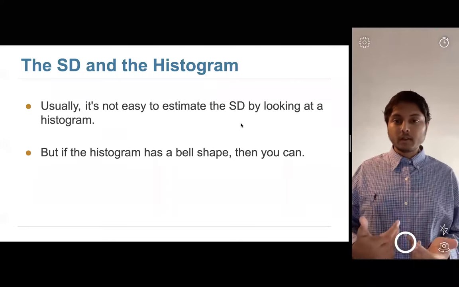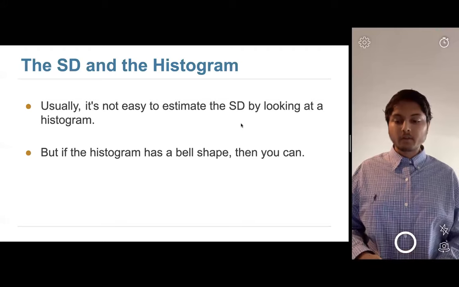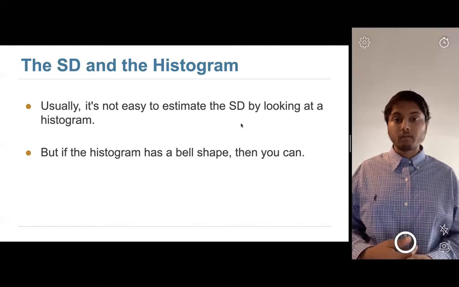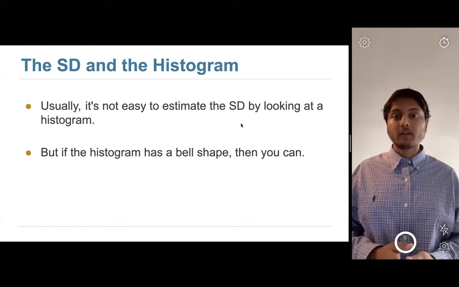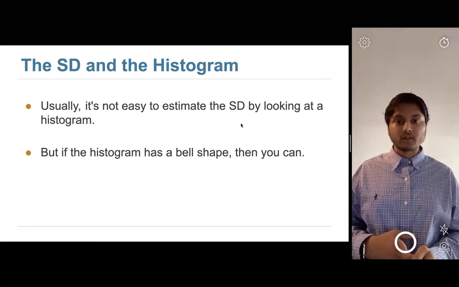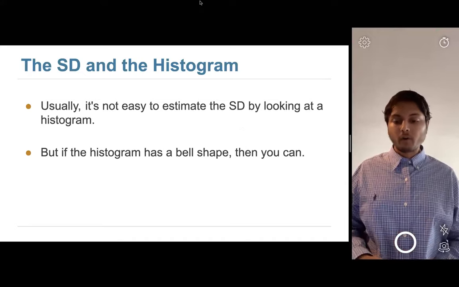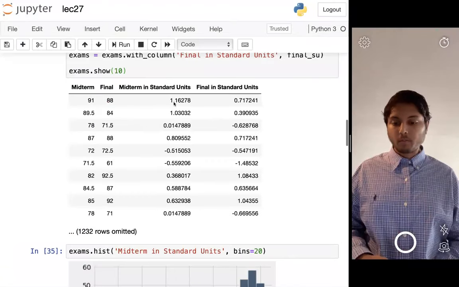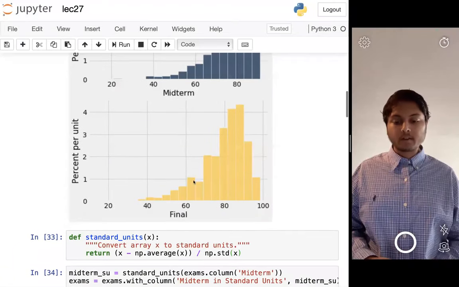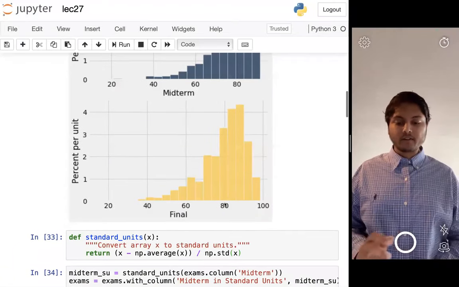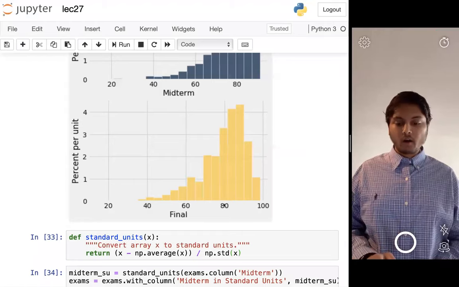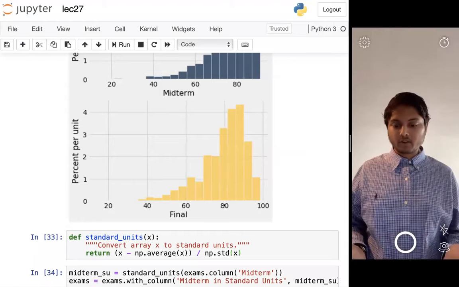But what's interesting is if the histogram is bell-shaped, then you actually can tell pretty well just by looking at the histogram what the standard deviation is. It's pretty cool. And we'll go over that right now. So just to show you what I meant by that. This histogram here, when we looked at it, we had a good sense that the average is probably around 80-ish, but we couldn't really tell what the standard deviation is just by looking at this.